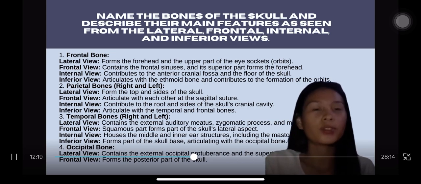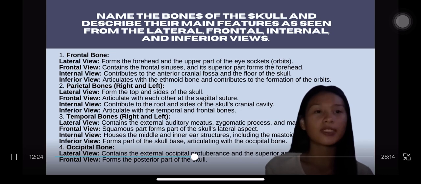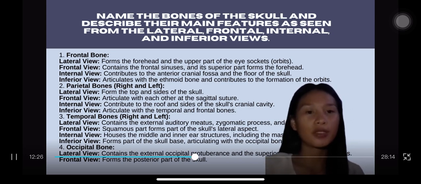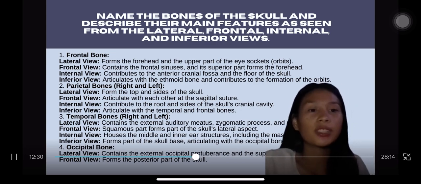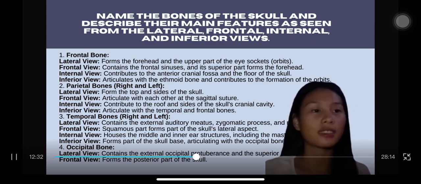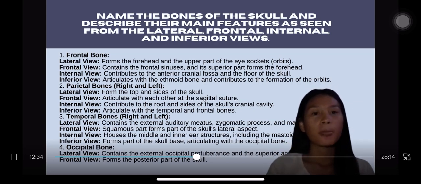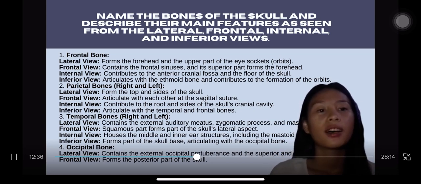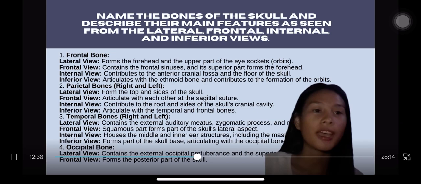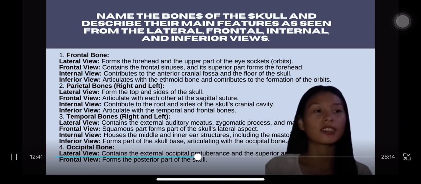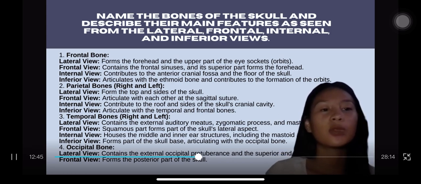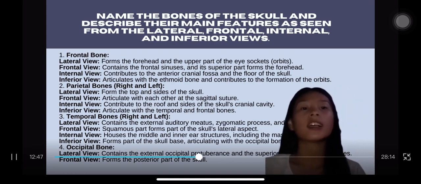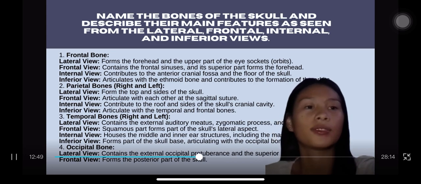Parietal bones, right and left. The lateral view forms the top and side of the skull. The frontal view articulates with each other at the sagittal suture. The internal view contributes to the roof and sides of the skull's cranial cavity. The inferior view articulates with the temporal and frontal bones.